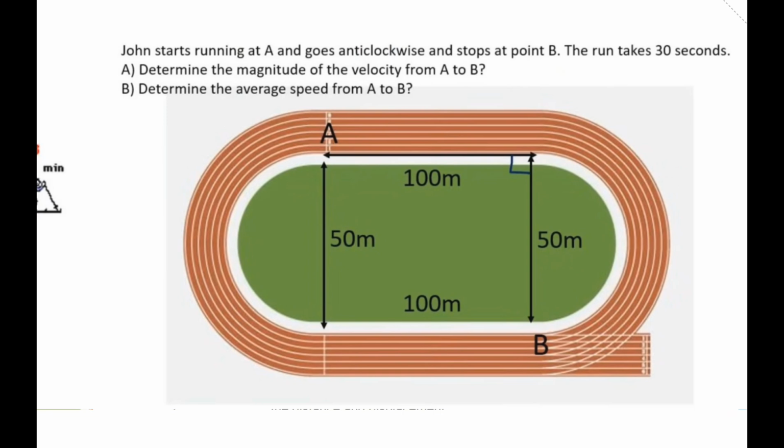So from A to B, it's going to be 100 plus 50, which is 150, divided by 30 seconds. And then determine the average speed from A to B. This is a rectangle. Two sides are equal. And the displacement is going to be 100 plus 50 plus 2.